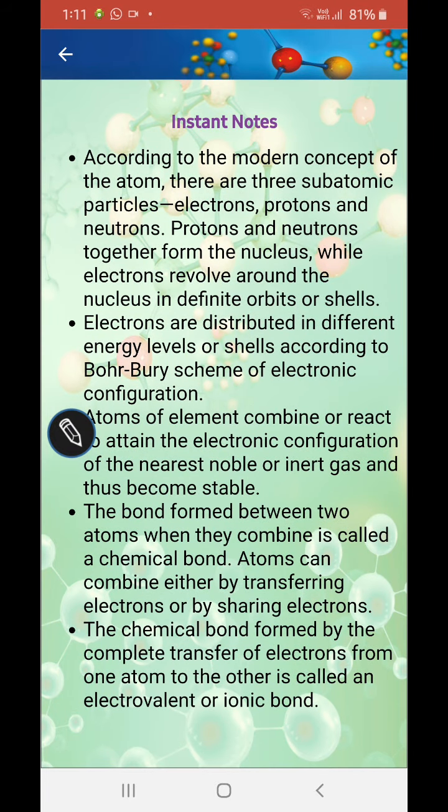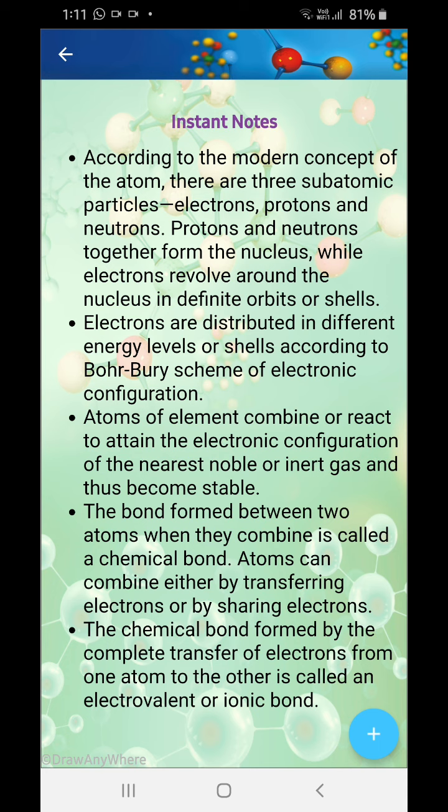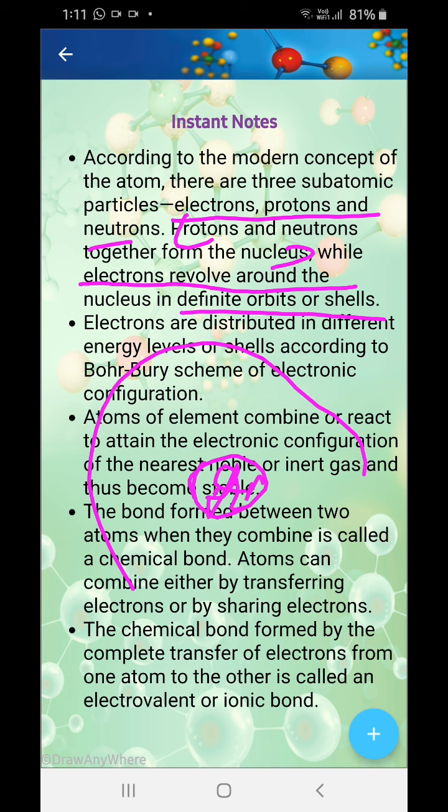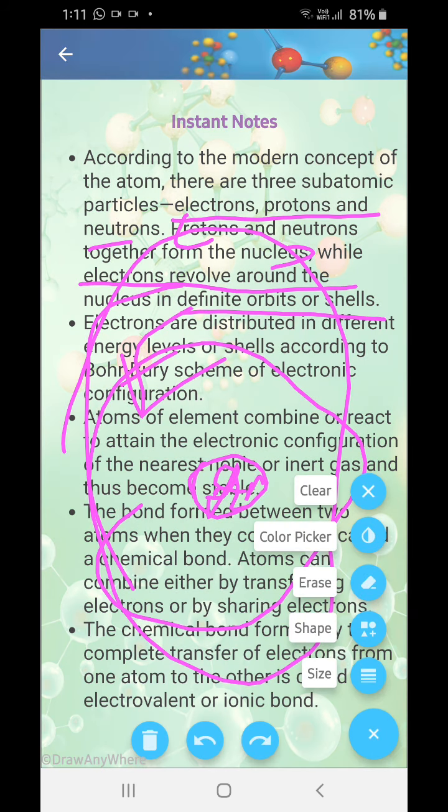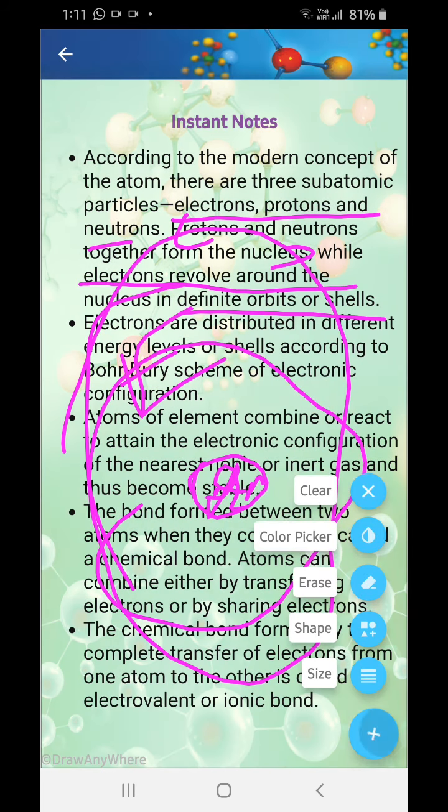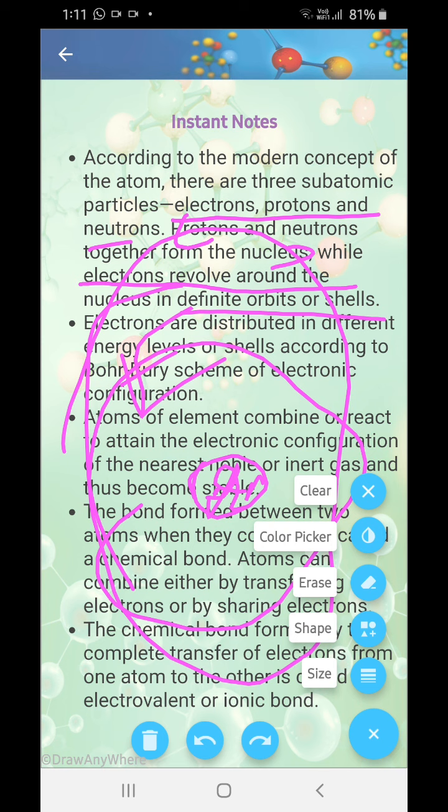Now, according to the modern concept of atom, there are three subatomic particles: electrons, protons and neutrons. Protons and neutrons are together in the nucleus, electrons revolve around them in definite orbits or shells. Here you have protons and neutrons, then there is a lot of space, and from here start the electrons. You have shells or orbits. I cannot draw so well right now because I am drawing on phone, but you need to draw well in your paper.